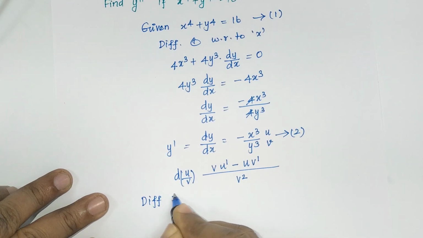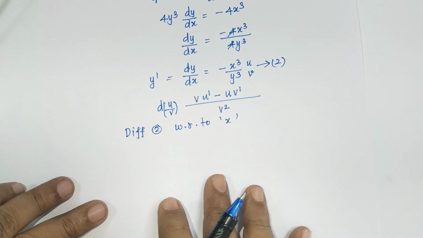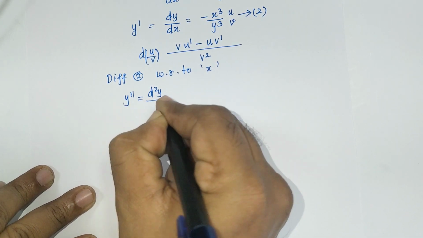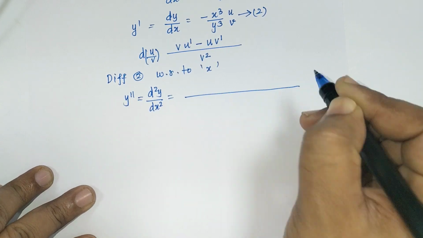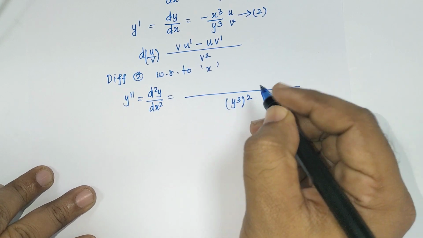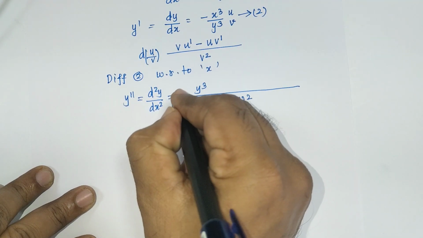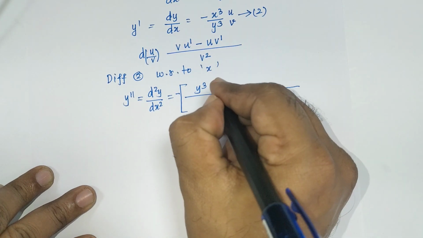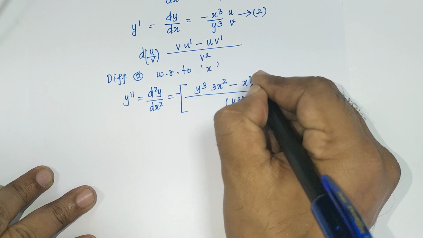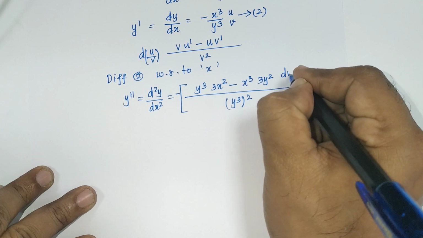y double dash, differentiating equation 2 again with respect to x. Okay, so y double dash, which means d square y divided by dx square, already you know that. So first I will write the denominator, v square. Here v is y cube, so v square means y cube whole square. This v is constant in the numerator, that means y cube is constant, differentiation of x cube. So here, write minus outside commonly, x cube differentiation is 3x square, and by the formula minus u constant, that means x cube constant, differentiation of y cube, I'll write 3y square and dy by dx.